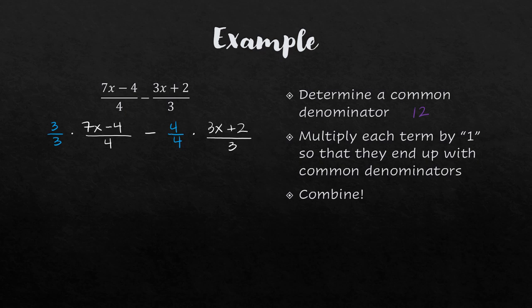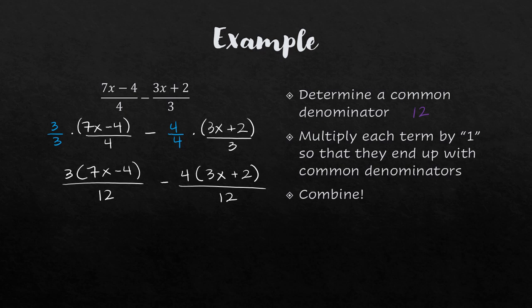Okay, so it is important to remember when we actually do this multiplication step that we treat the existing numerators as terms that are being multiplied by 4, so we need to use the distributive property. So let's write this out. We're going to have 3 times (7x minus 4), we'll work on that distributive property in a second, over 12. Notice all I did was multiply the numerators and multiply the denominators. And we're subtracting 4 times (3x plus 2), and our denominator is now 12.